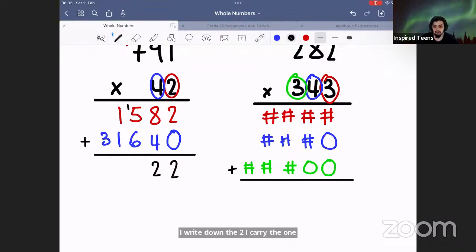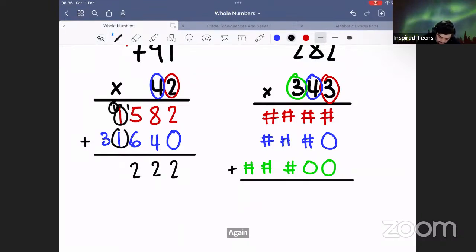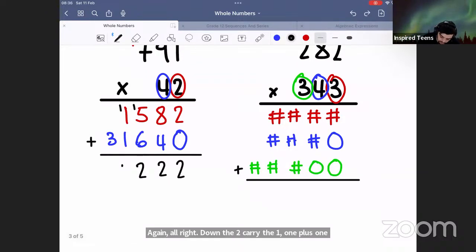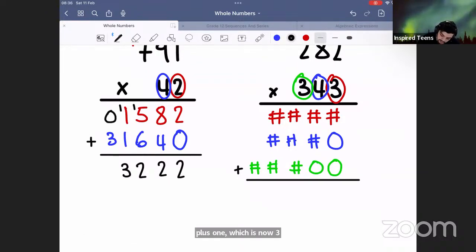Okay, write down the unit, carry the 10. Then I have 1 plus 5, which is 6. 6 plus 6, 12 again. So I write down the 2, carry the 1. 1 plus 1 plus 1, which is now 3. I get 3. 0 plus 3 is equal to 3.